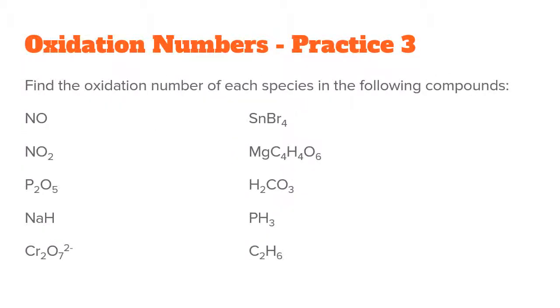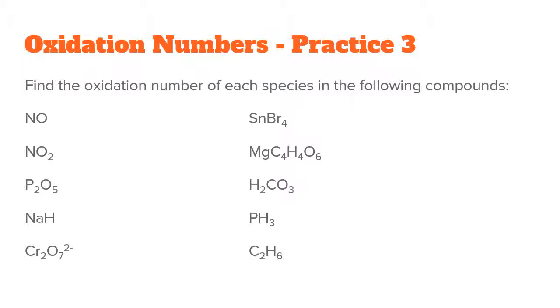Now this set is going to be a little bit more work because we have to find the oxidation number of each species in the compound. So for some of them we'll have the rules, and for the rest we'll have to figure it out based on the sum total overall charge of the molecule.